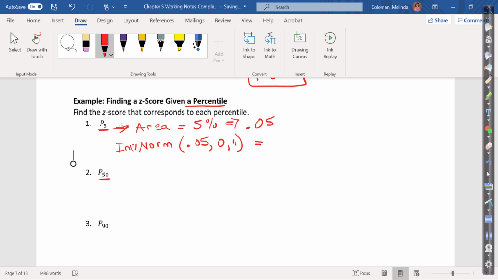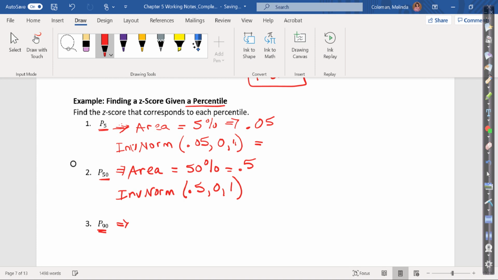So for P50, that would be an area equal to 50%, which is 0.5. So we would have inverse norm 0.5, comma 0, comma 1. And for the 90th percentile, again, that's looking at the area equal to 90%, or 0.9. So we would do inverse norm 0.9, comma 0, comma 1.